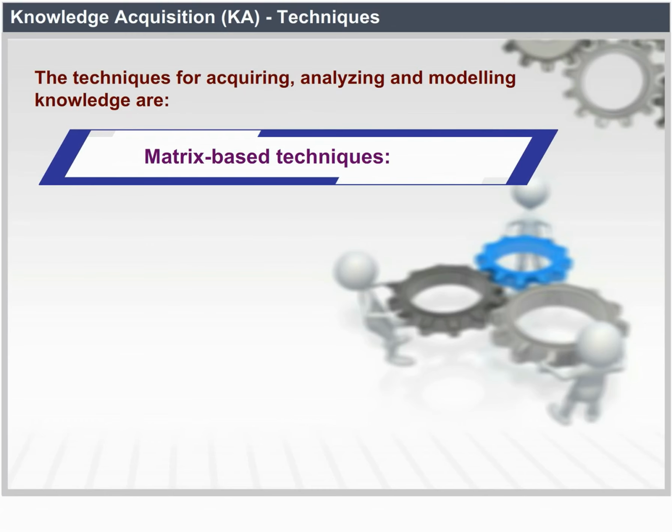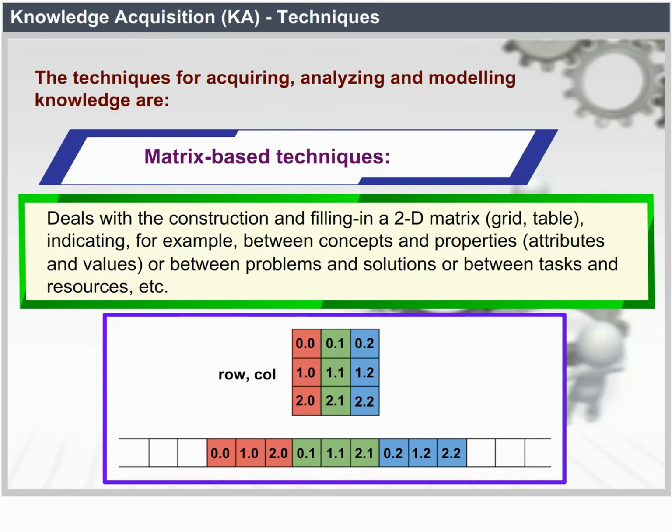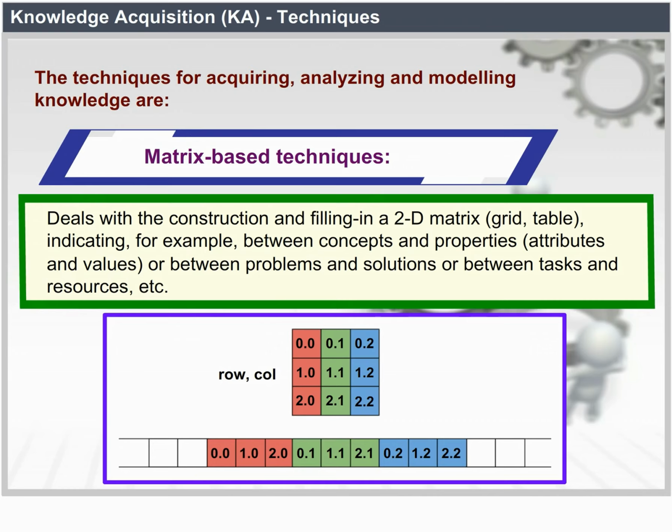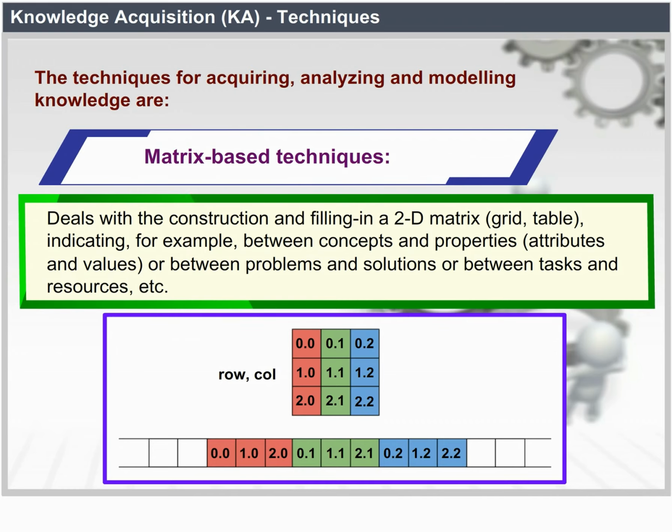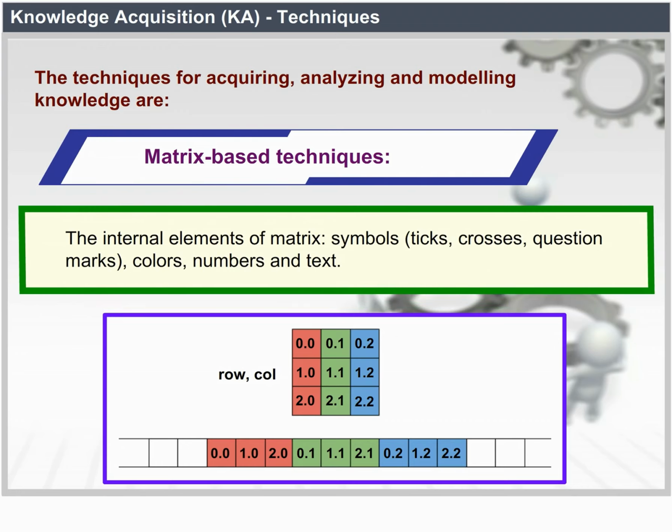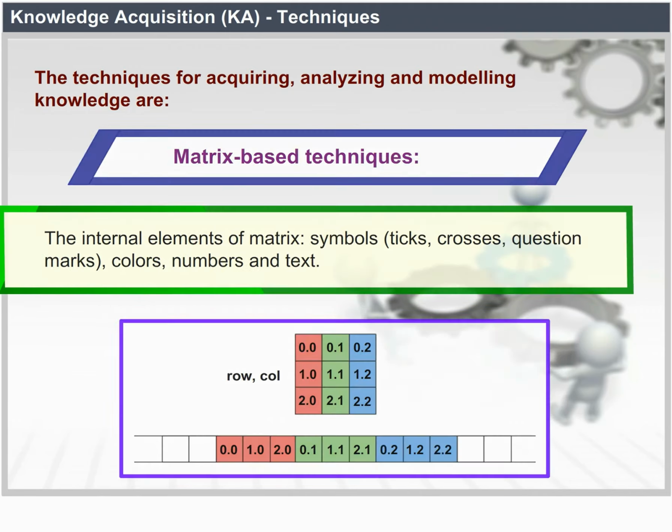Matrix-based techniques deal with the construction and filling in of a 2D matrix, grid, or table, indicating, for example, relationships between concepts and properties, attributes and values, problems and solutions, or tasks and resources. The internal elements of the matrix are symbols, ticks, crosses, question marks, colors, numbers, and text.